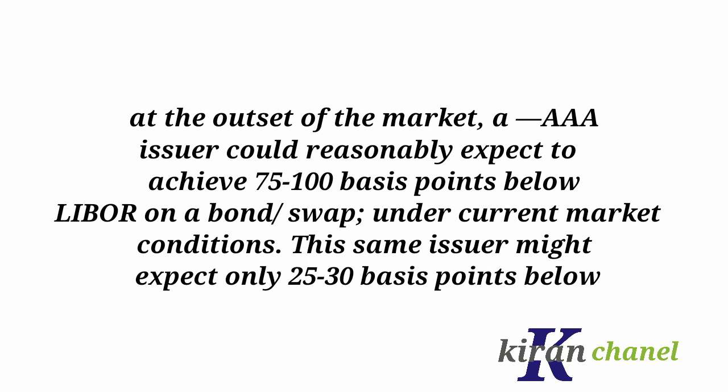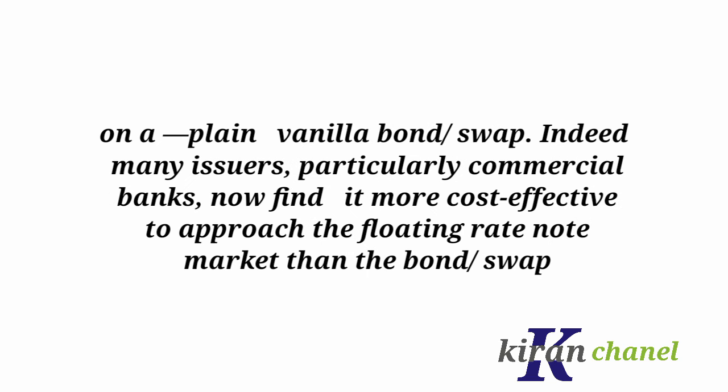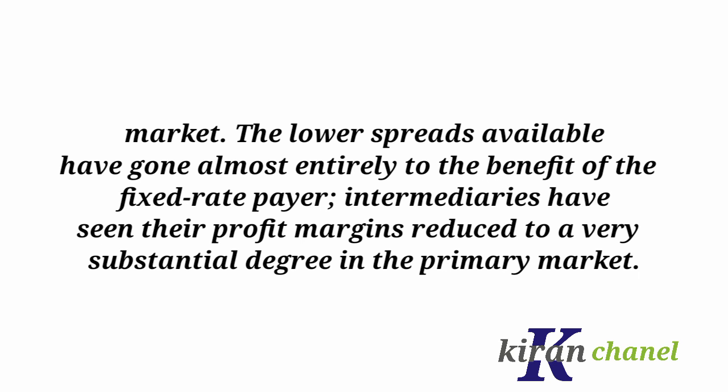At the outset of the market, a AAA issuer could reasonably expect to achieve 75 to 100 basis points below LIBOR on a bond swap. Under current market conditions, this same issuer might expect only 20 to 30 basis points below LIBOR on a plain vanilla bond swap, and then maybe. For certain issuers, particularly commercial banks, it is now more cost effective to approach the floating rate note market than the bond swap market. The lower spread available has gone almost entirely to the benefit of the fixed rate player. Intermediaries have seen their profit margin reduced to a very substantial degree in the primary market.